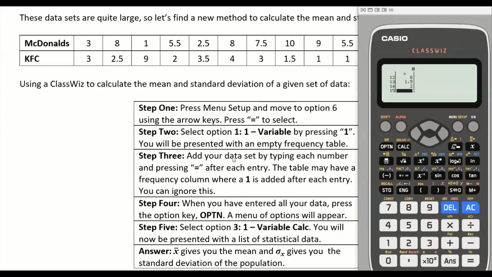So for step 4, step 3 was just talking about that frequency column, so don't worry about that. Step 4, we've entered all the data. We press the option key, OPTN, so I'm going to do that. And we've got another list of options. Now, at step 5, we're going to select option 3, which is the 1 variable calculation. So that's number 3. Okay, and we're presented with all this information.